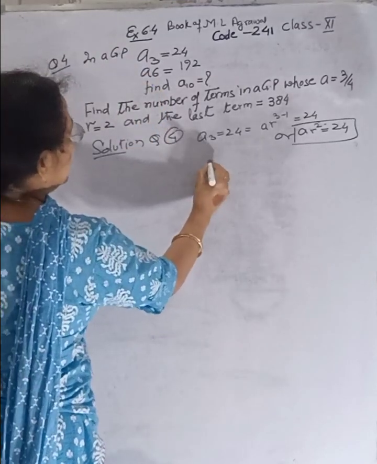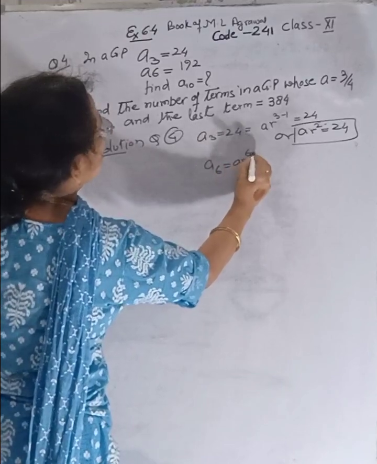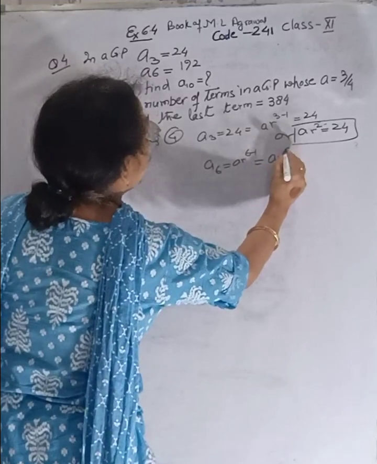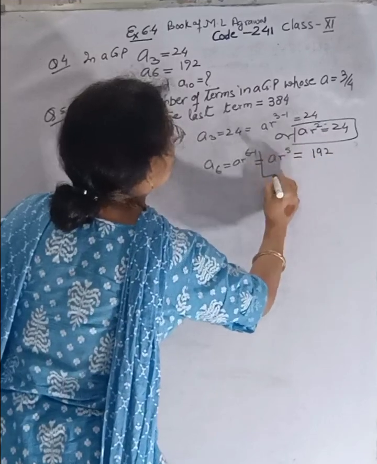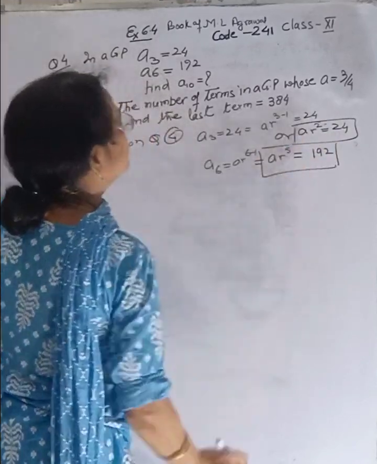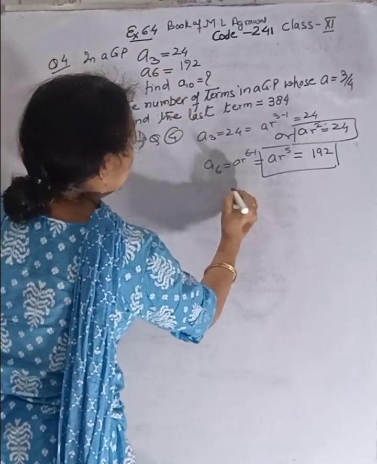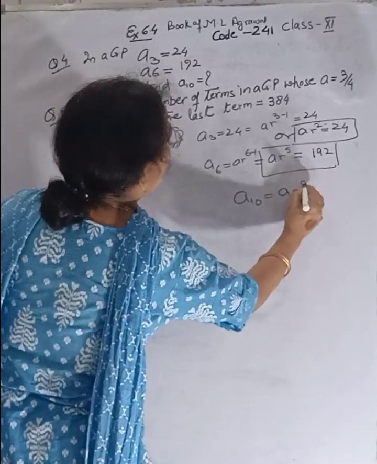A6 means AR to the power 6 minus 1, that is equal to AR to the power 5. This is given to us as 192. This is the second. These two things are given. We have to find A10. A10 is equal to AR to the power 9.